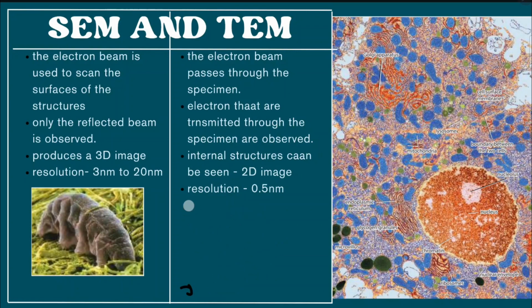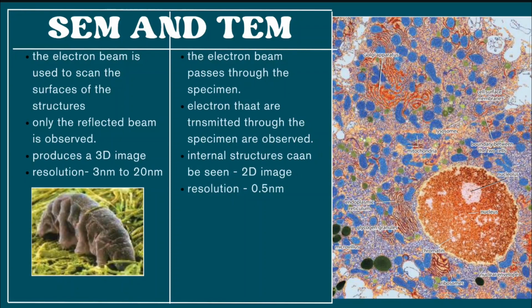So this way, using the SEM, you can produce a 3D image, because you're scanning the structure of the organelles, right? Everything is reflected back. It's only the external, surface structure that you can see, and the image produced is 3D, because only the reflected beam is observed.